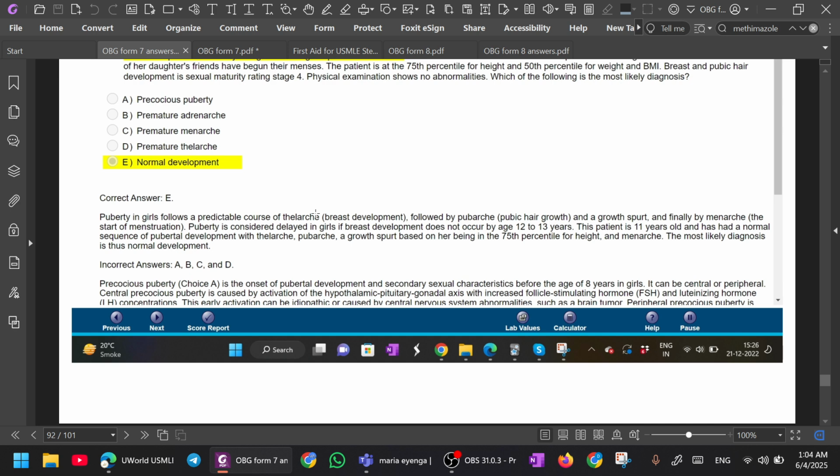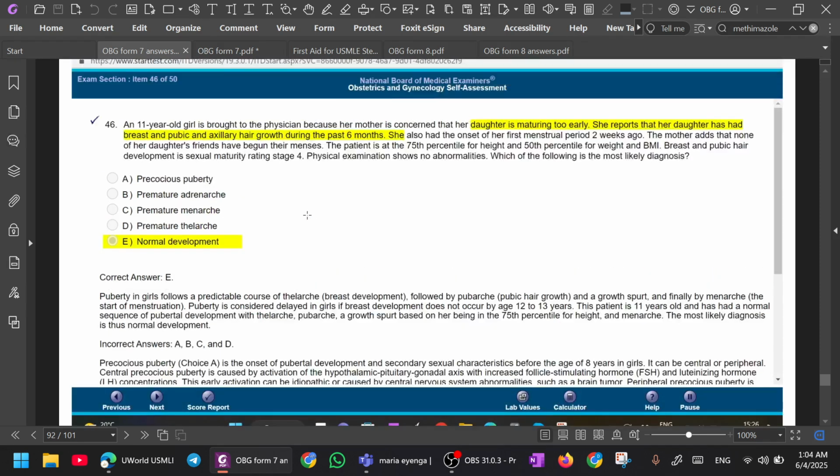This patient is 11 years old and has had a normal sequence of pubertal development with thelarche, pubarche, and menarche. The most likely diagnosis is normal development. It's not precocious puberty. Precocious puberty is the onset of pubertal development and secondary sexual characteristics before age 8 in girls. It can be central or peripheral.